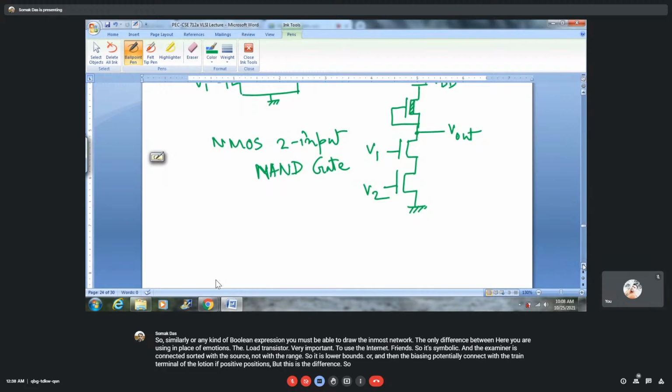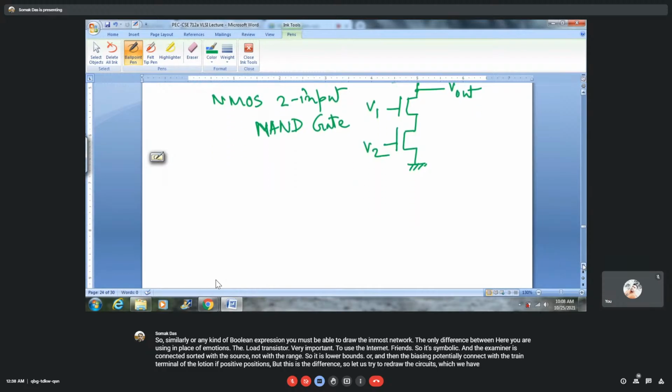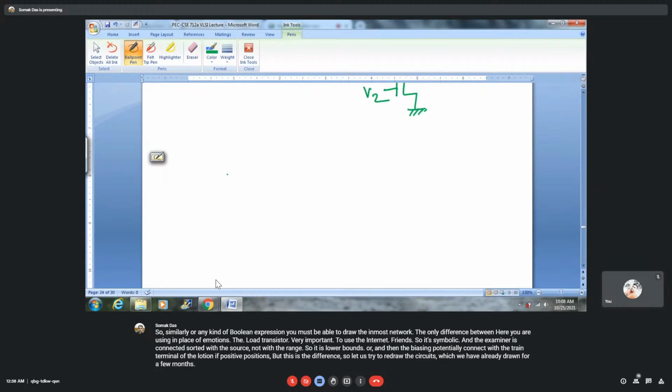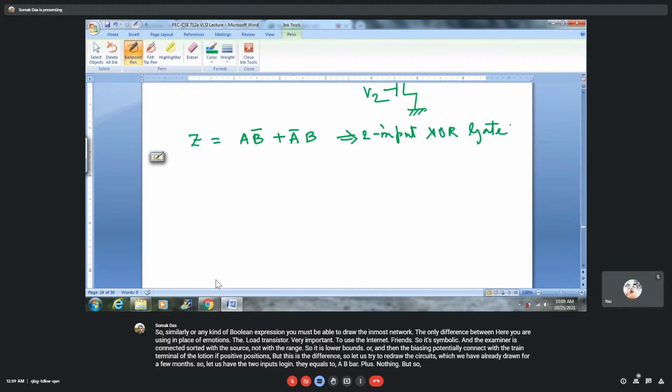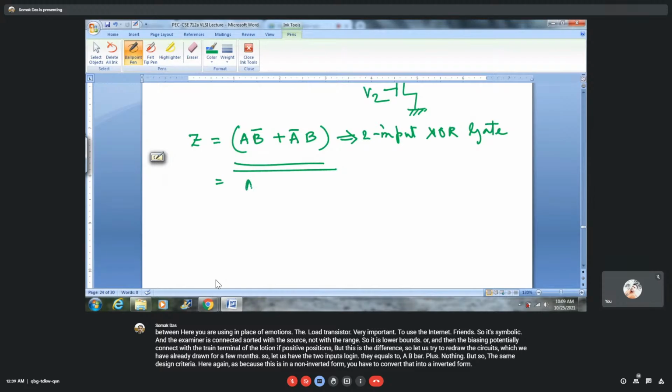So let us try to redraw the circuits which we have already drawn for PMOS transistors. So let us have the 2-input XOR gate. Z equals AB bar plus A bar B. So this is nothing but 2-input XOR. So the same design criteria here again, as this is in a non-inverted form, you have to convert that into an inverted form.